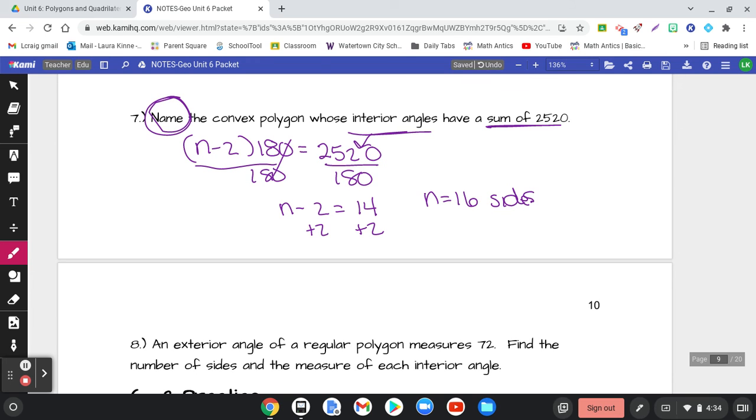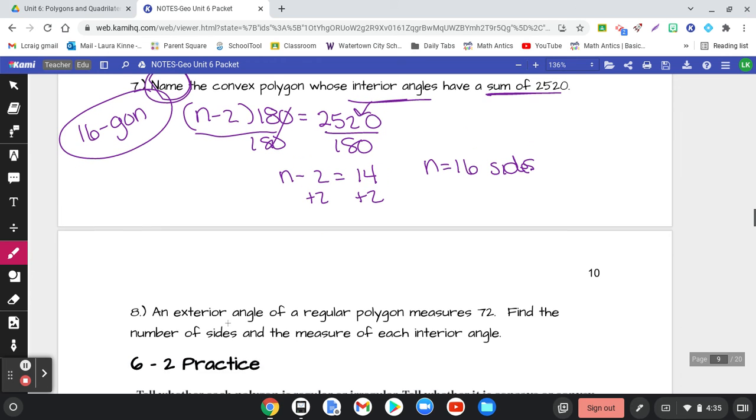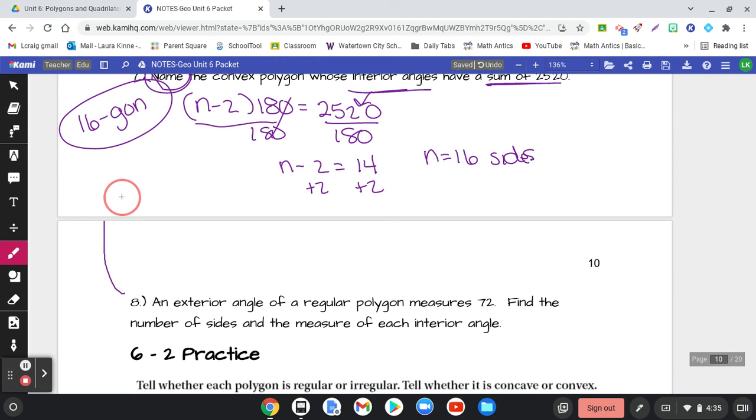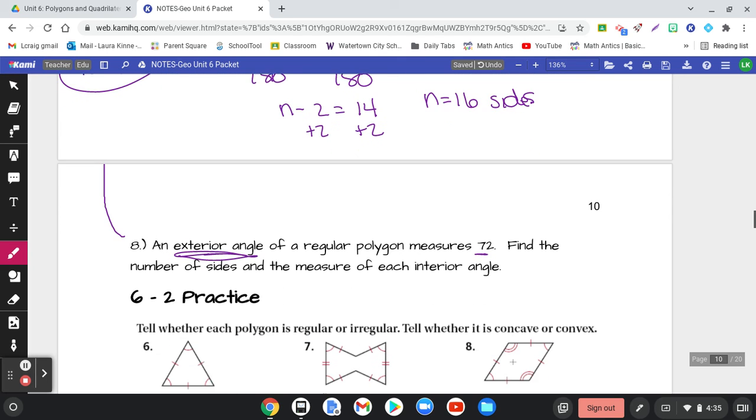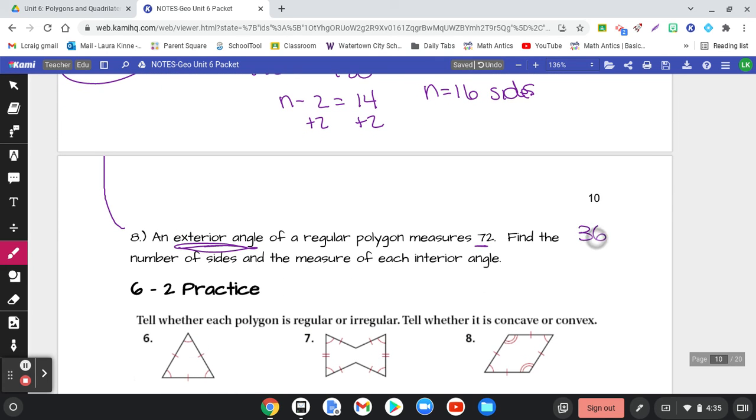But it says name it. Not a special name. It's just 16-gon. All right, make sure you name it. And then number 8 moved. This is actually on this page too. So an exterior angle measures 72. Find the number of sides and the measure of each interior. Exterior is easy. 360 divided by 72. It's always 360. Normally we divide by the number of sides. So if we're trying to figure out the number of sides, divide by the value. So we get 5.